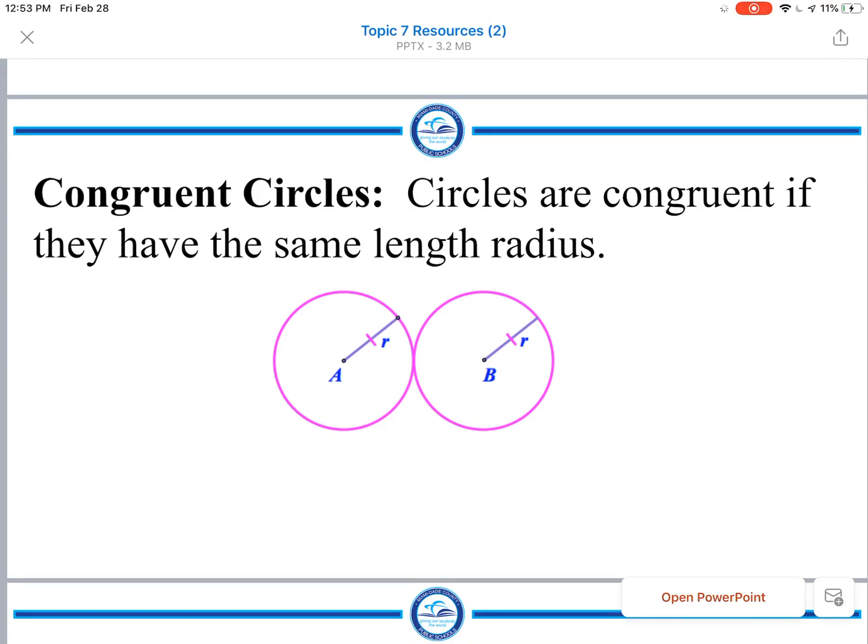Okay, congruent circles. Circles are congruent if they have the same length radius. So that is a pretty short definition of congruent circles. I don't know if you want to remember what the definition of congruent triangles was. That was a lot more complicated. You needed all 3 sides to be congruent and all 3 angles. It was like a lot of things that you had to check to see if 2 triangles were congruent. With circles, all they have to do is have the same radius.